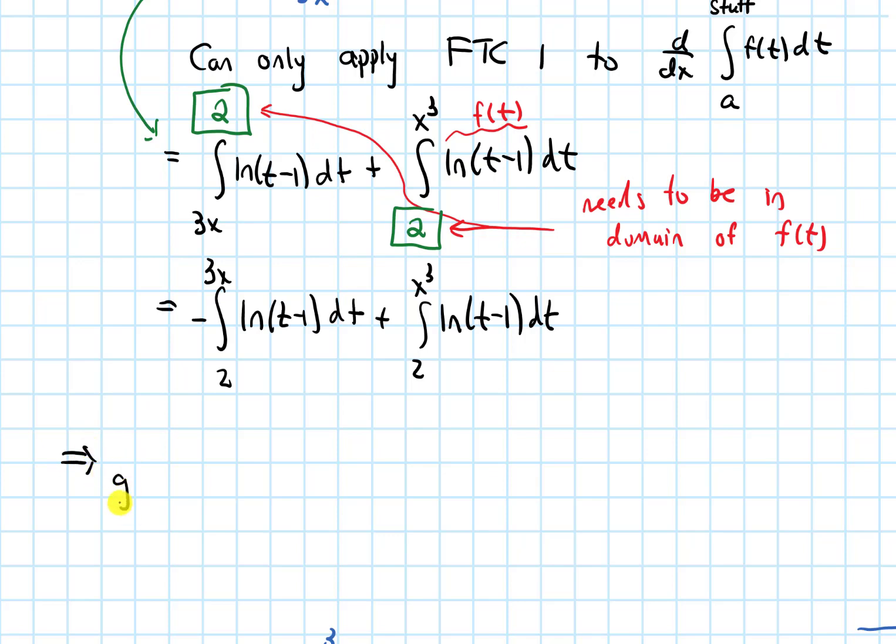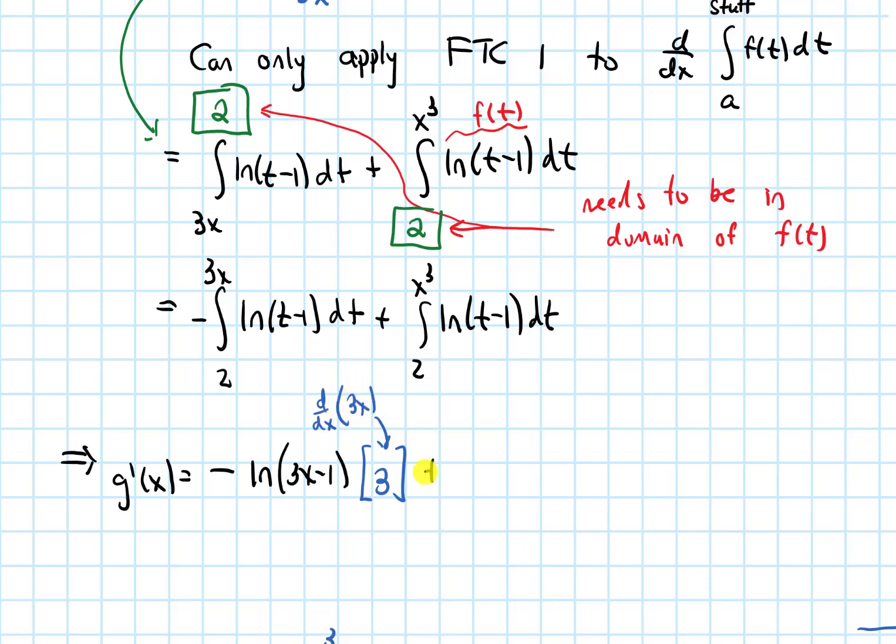So this implies that my derivative, g prime of x, for this first function, what will happen is that negative will stay there. Then I'm going to take this stuff up here, the 3x, I'll plug it in, and I'll get ln of 3x minus 1. And then we multiply by the derivative of the stuff, which is 3. So this is the derivative of that 3x.